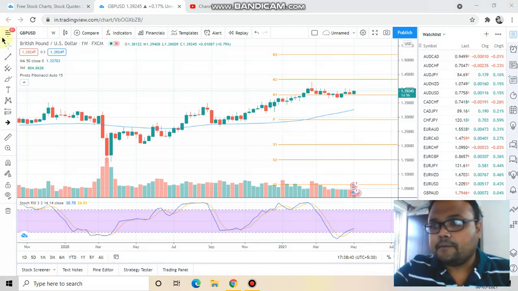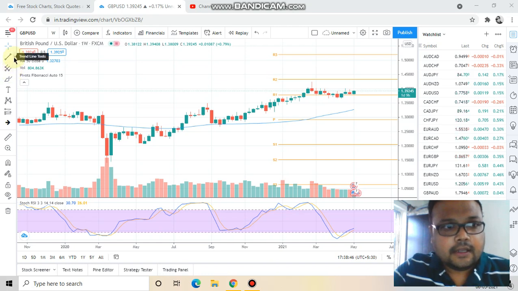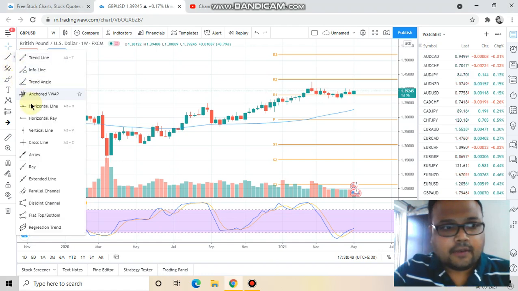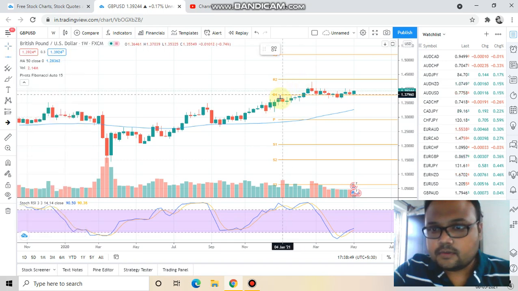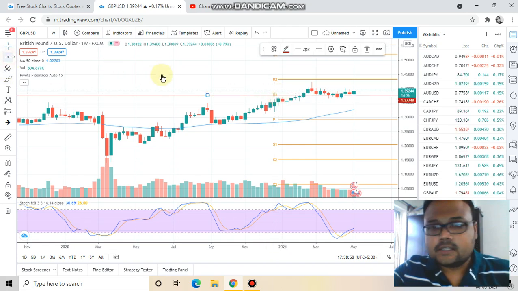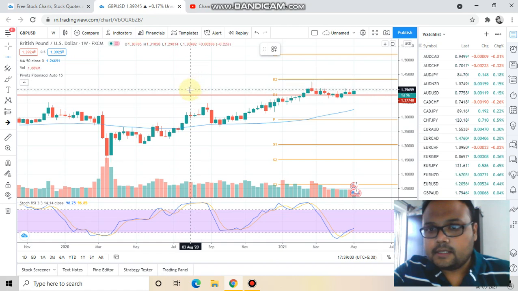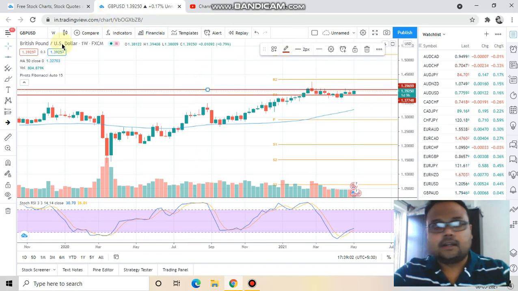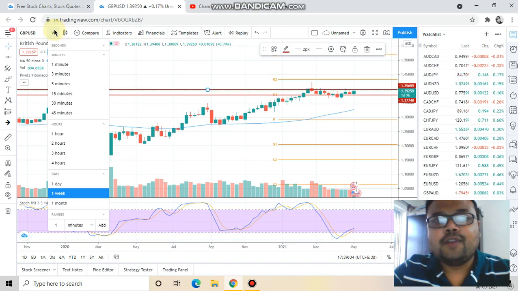And we can see that there is also a support available on the weekly chart, which is a good sign. Let me draw a line here. This is a support and this is the resistance on the weekly chart. Now let's switch to our beloved 4 hours time frame.